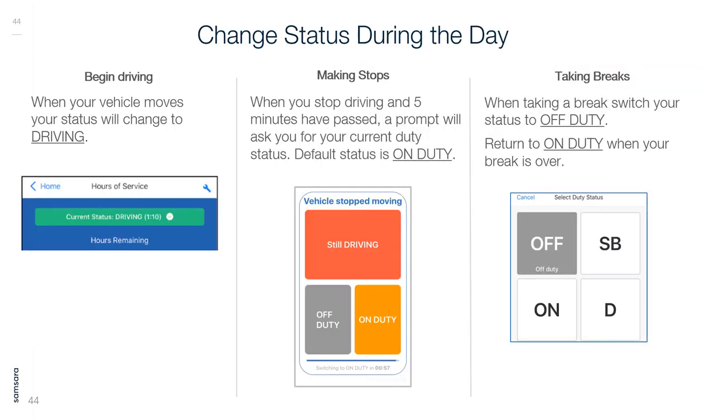Change status during the day. Begin driving. When your vehicle moves, your status will change to driving. Making stops. When you stop driving and 5 minutes have passed, a prompt will ask you for your current duty status. Default status is on duty. Taking breaks. When taking a break, switch your status to off duty. Return to on duty when your break is over.